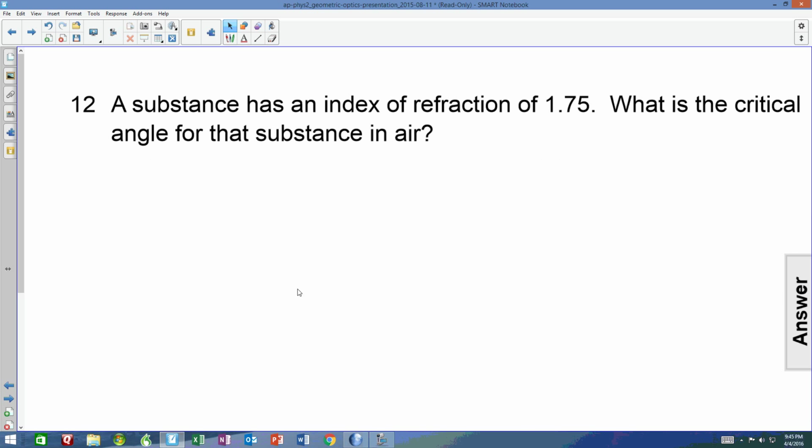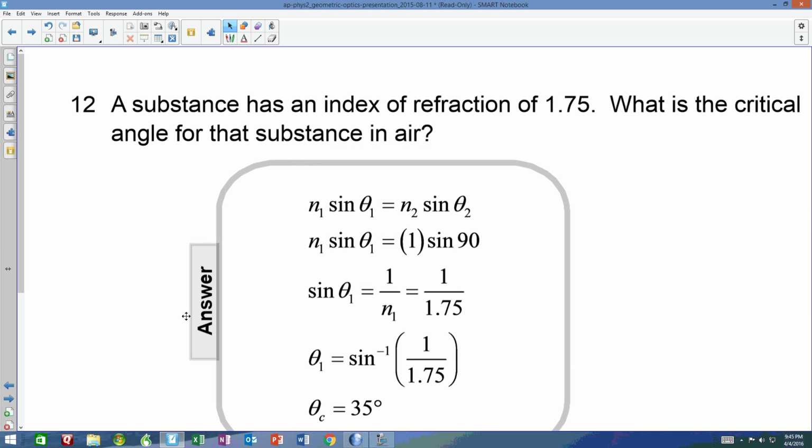A substance has an index of refraction of 1.75. What is the critical angle for that substance in air? Go ahead and pause the video and solve this problem. Okay, so let's take a look at the solution. We use Snell's law, n1 sine theta 1 equals n2 sine theta 2. We're going to substitute in the index of refraction for air, which is 1. And we know that this is going to be at the critical angle, so the angle is going to be 90 degrees. So notice we're going from one thing into air.